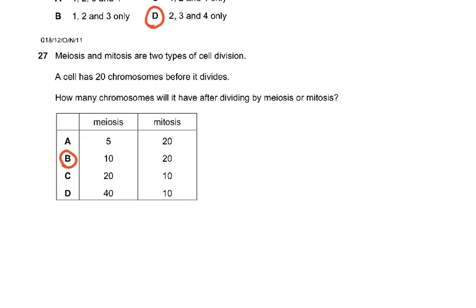Question 27. Mitosis and meiosis are two types of cell division. A cell has 20 chromosomes before it divides. How many chromosomes will it have after dividing by meiosis? So after meiosis, it will be 10, and after mitosis, it will remain 20.